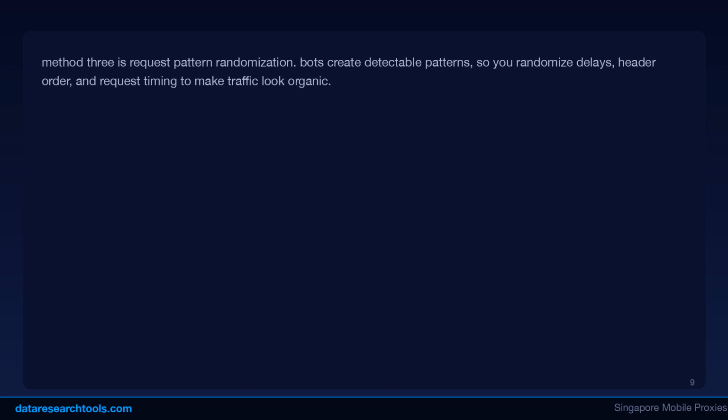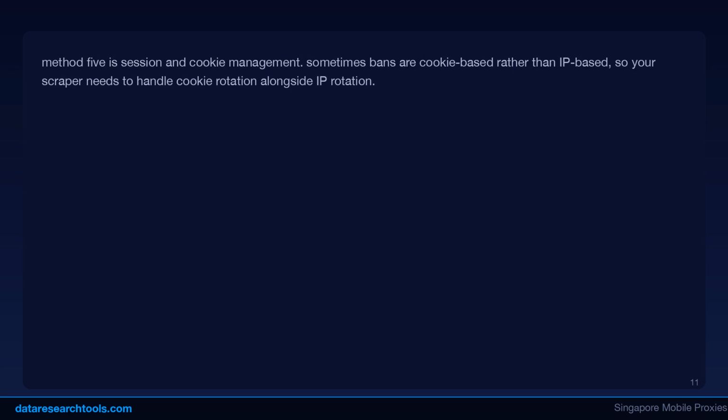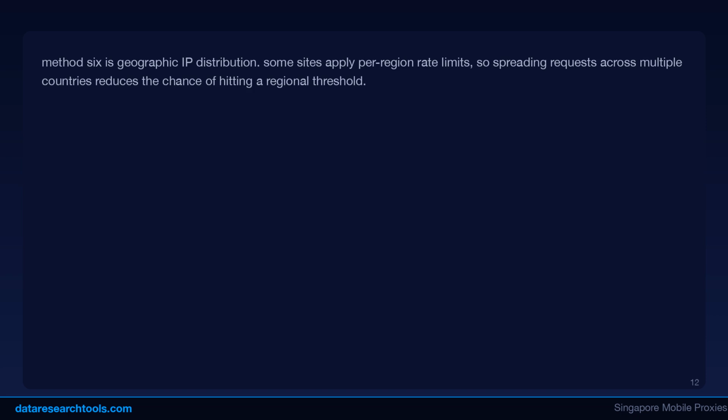Method 4 is ban detection and recovery. You build logic into your scraper to recognize ban signals like 403 responses, empty pages, or captchas, and automatically rotate to a new proxy or pause before retrying. Method 5 is session and cookie management. Sometimes bans are cookie-based rather than IP-based, so your scraper needs to handle cookie rotation alongside IP rotation. Method 6 is geographic IP distribution. Some sites apply per-region rate limits, so spreading requests across multiple countries reduces the chance of hitting a regional threshold.